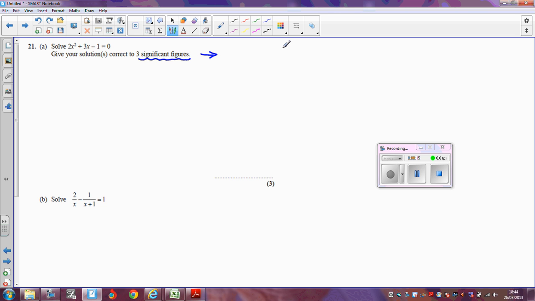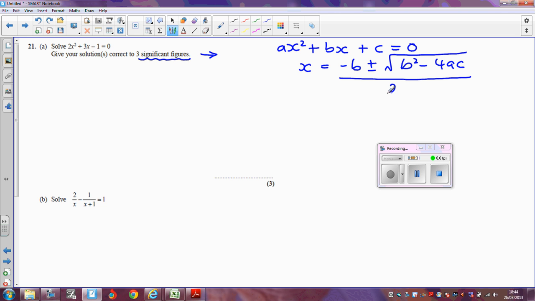And the quadratic formula says that if you have an equation of this form, ax squared plus bx plus c is equal to 0, then x is going to equal minus b plus or minus the square root of b squared minus 4ac, all divided by 2a. And that formula is given to you in the front of the exam paper. Now it helps to write down the values of a and b and c. In this case, a is 2, b is 3, and c is minus 1.